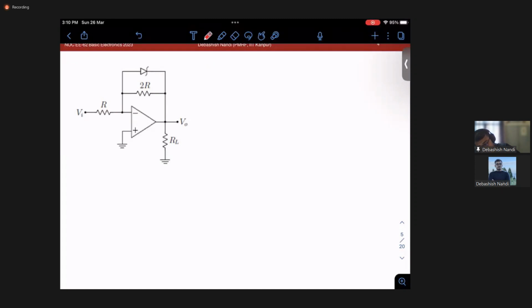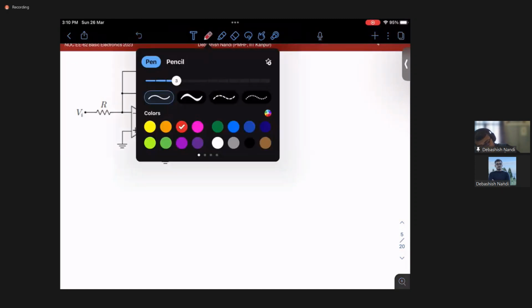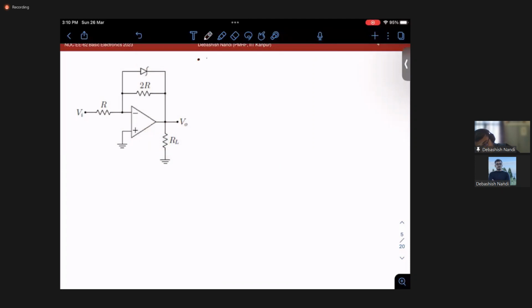So first point to note: when Vi is 0, what is my V naught? When my Vi is 0, that means this is 0, then this is grounded, right? And eventually my V naught will also be grounded, right? Because this will not conduct, and V naught will simply be shorted at this point, right? So my V naught will also be 0.